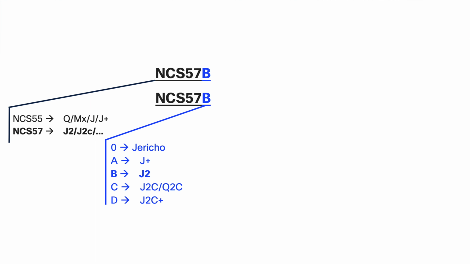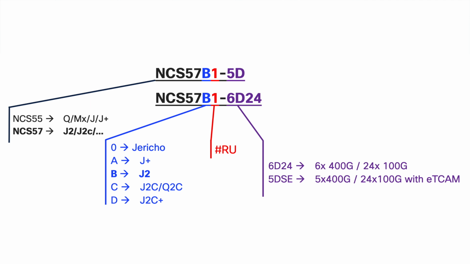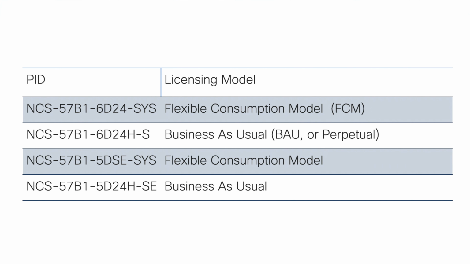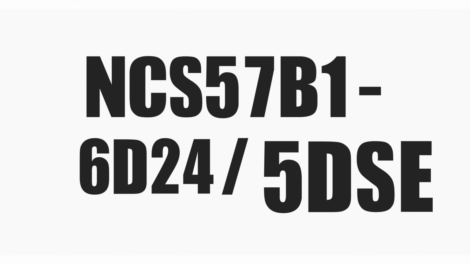The letter B brings more details. It's a J2 NPU. 1 is a number of rack units. 5D or 6D describes the numbers of 400 gig slots. 24 for 24 ports 100 gig, and SE is also 24 ports 100 gig, but with external TCAM this time. Now, for your reference, a chart describing the different product names if you are using the flexible consumption model or the business as usual license.